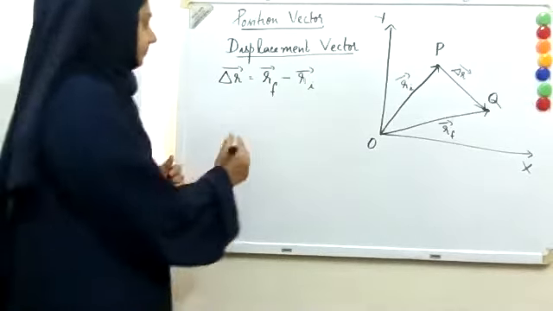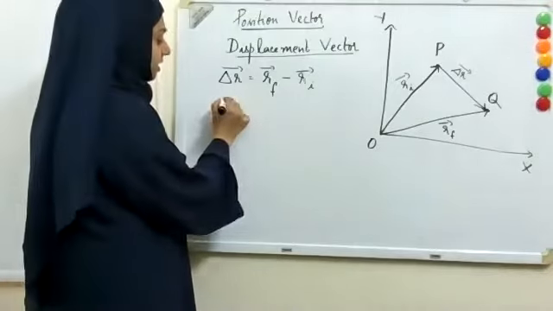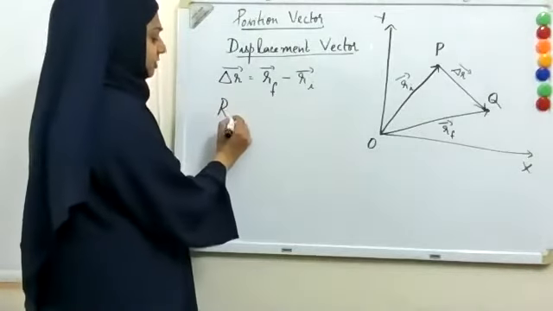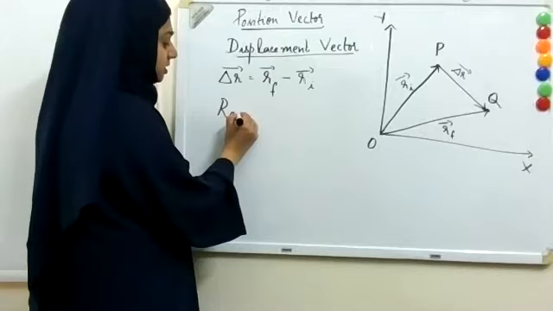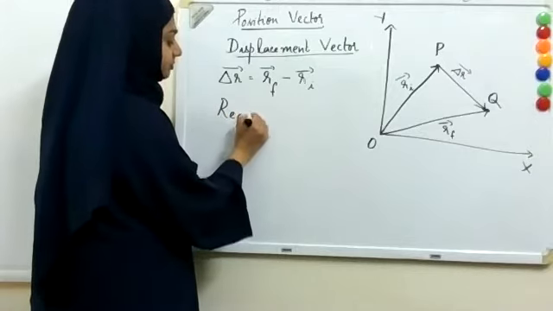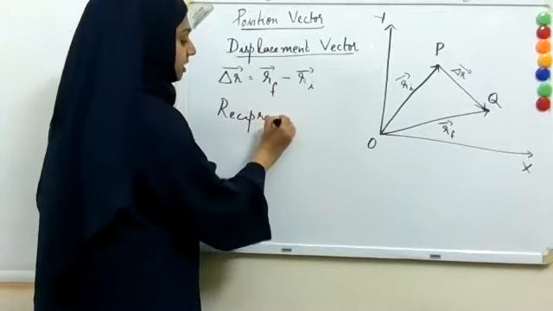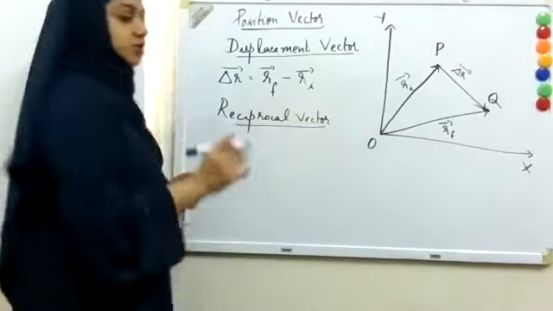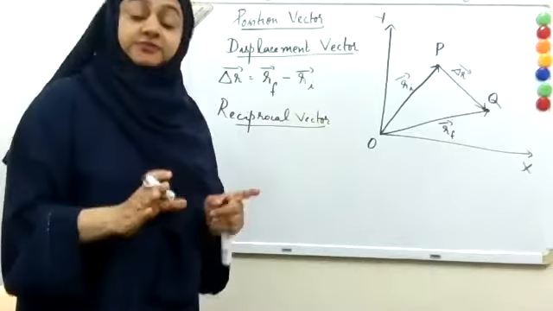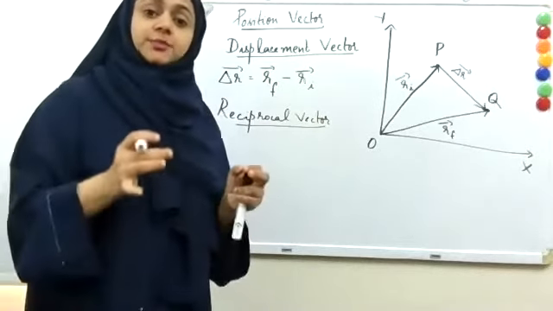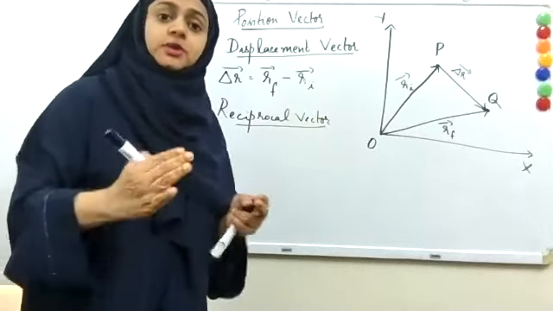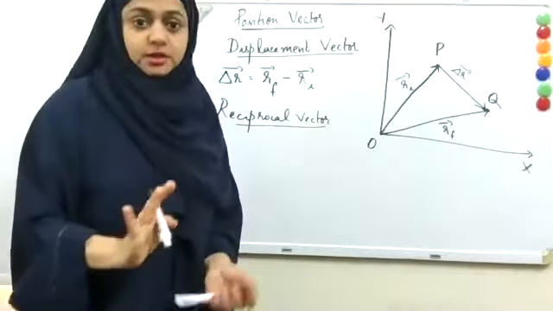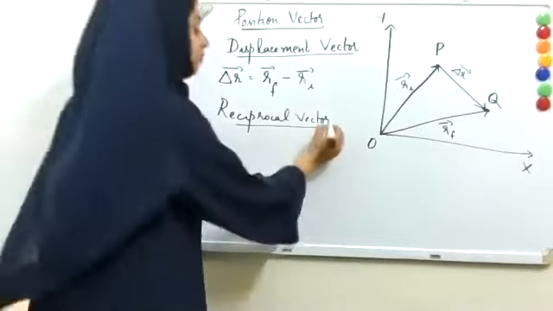Is it clear? Yes, teacher. Now, another kind of vector which I would like to mention is the reciprocal vector. Suppose two vectors have the same direction, but the magnitude of one of them is the reciprocal of the other. We call them reciprocal vectors.